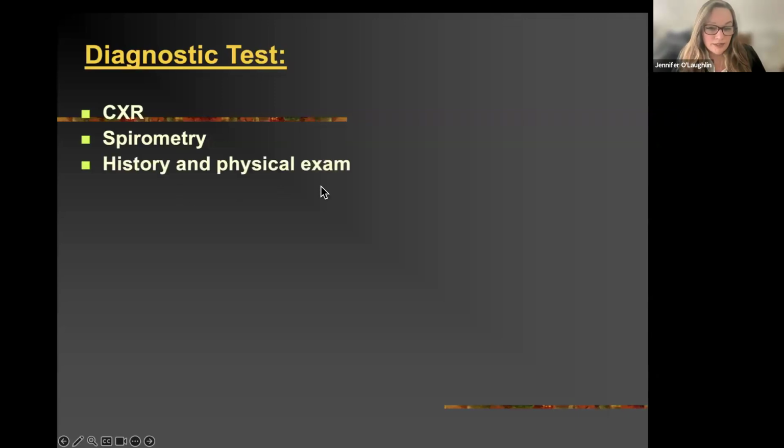And then just a history and physical exam. So the doctor's just going to talk to the patient, you know, how did you feel? What stimulus did they have that triggered it? Will also help lead to the diagnosis of asthma.